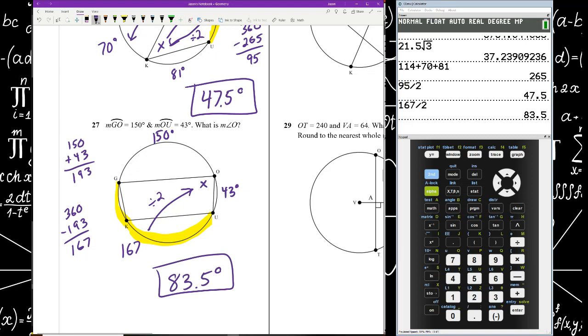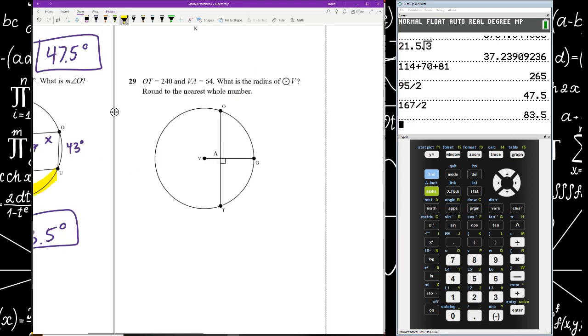Number 29, we have OT is 240. So this entire thing is 240. Now we're going to split that in half. The top part's 120, then the bottom part's 120. It says VA is 64, so I'm going to put 64 here. And what's the radius of the circle? The radius means that from the center of the circle to the outside, we have one line that we can actually use for this, and that would be VO.